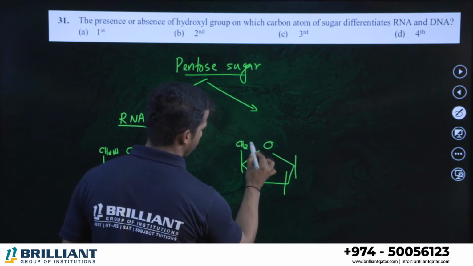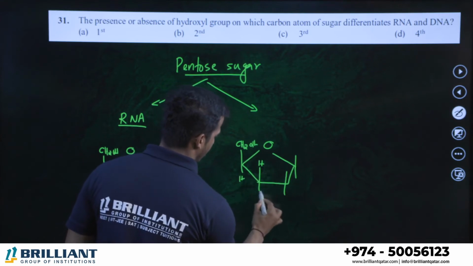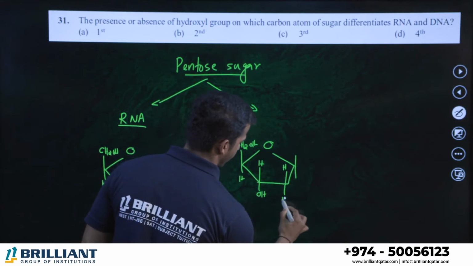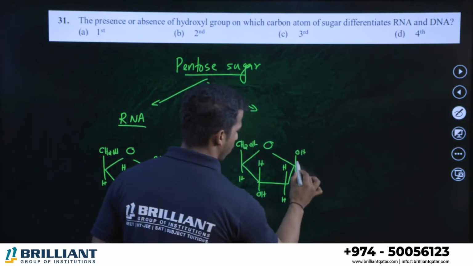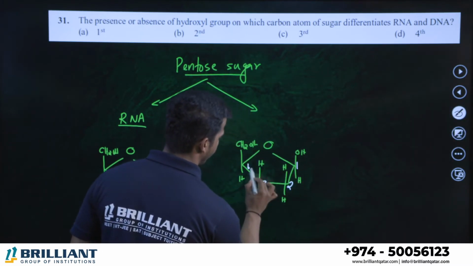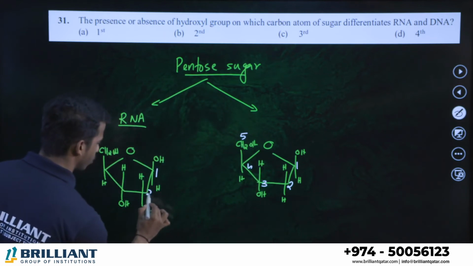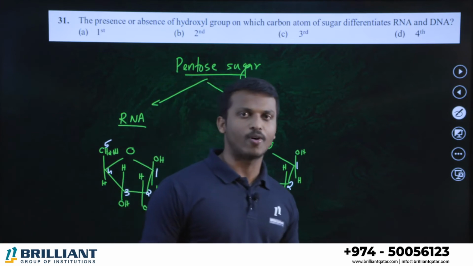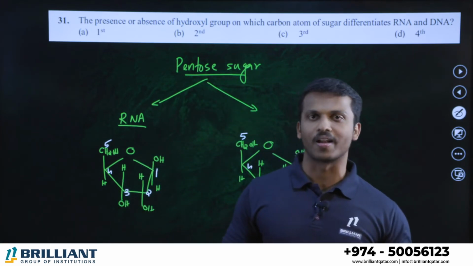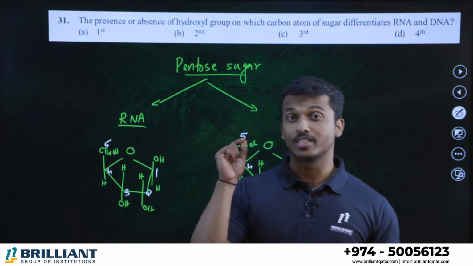Same here, CH2OH, H, HOH, HH, OHH. You know the number of carbon atoms: 1, 2, 3, 4, 5. Tell me, dear all of you, what is the name of the pentose sugar present in RNA? You know very well. What is that?